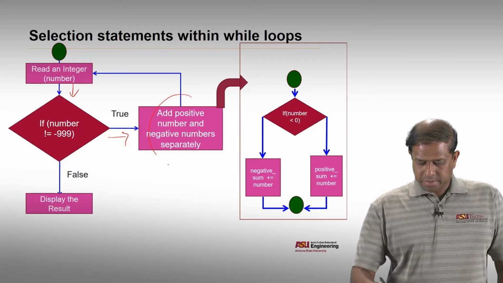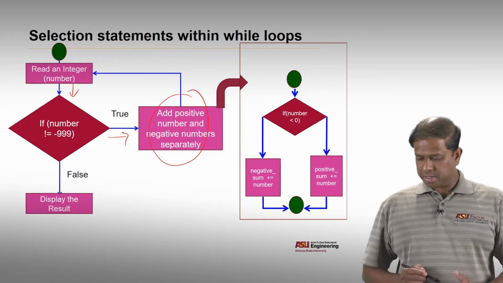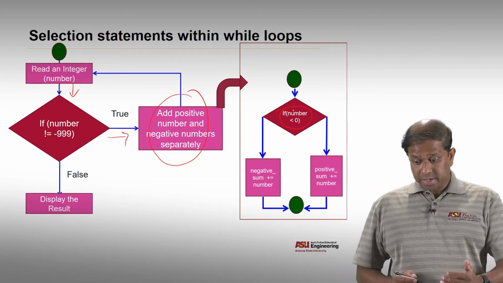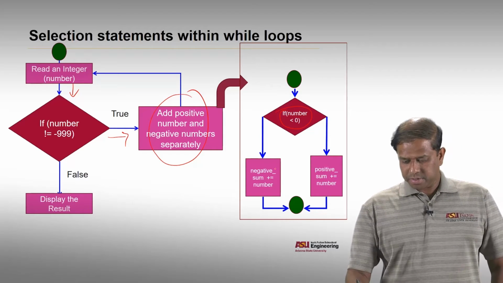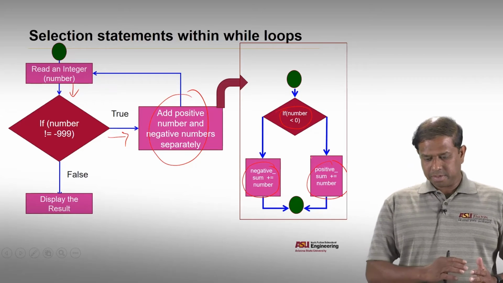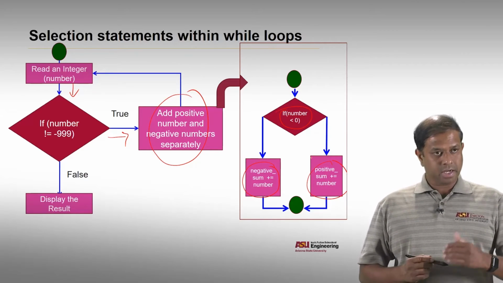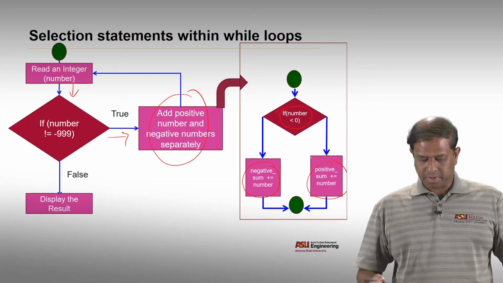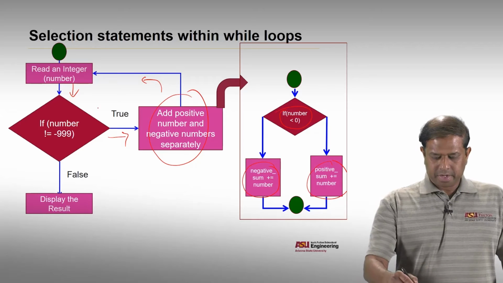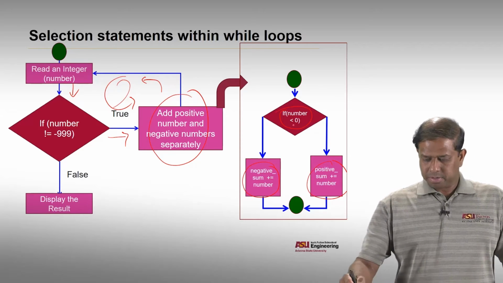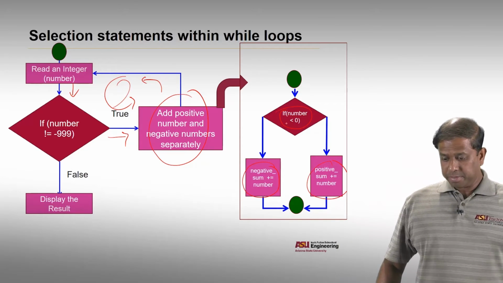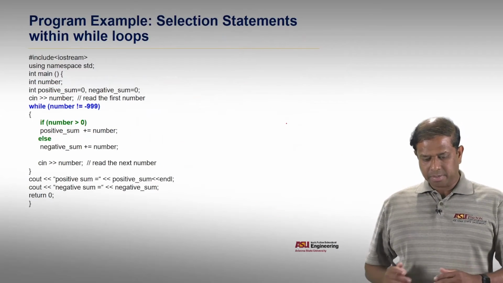Now if we expand on this box right here and see what is happening inside that box, inside that box we need to check whether the number is less than 0. So if the number is less than 0, we are adding it to the negative sum, otherwise we are adding it to the positive sum. So therefore we have a selection statement also inside the loop, right? So after doing this process, we go ahead and read the next number, right? So then we continue this loop. So inside the loop, we go into a selection statement as well. Okay, so let's look at the program for it and see how we can write the program.